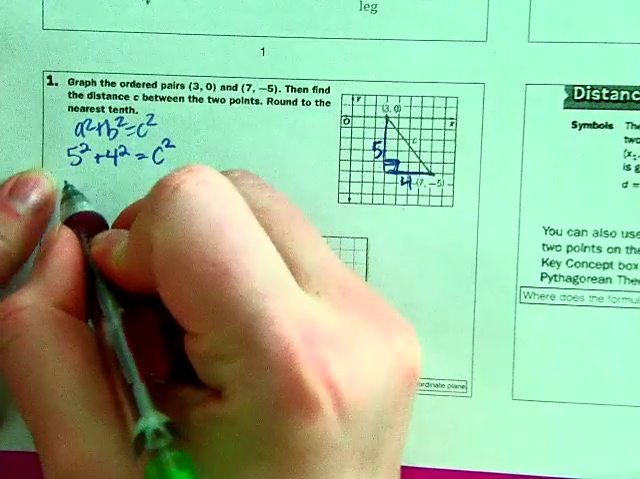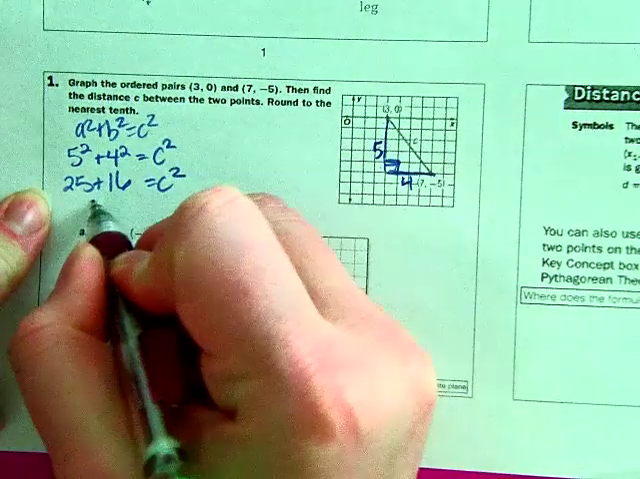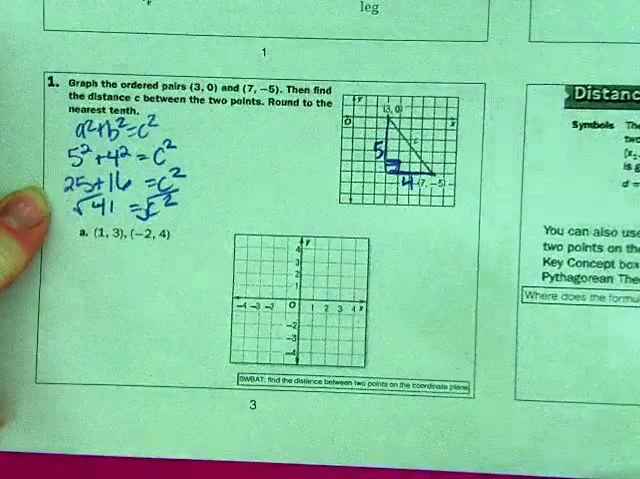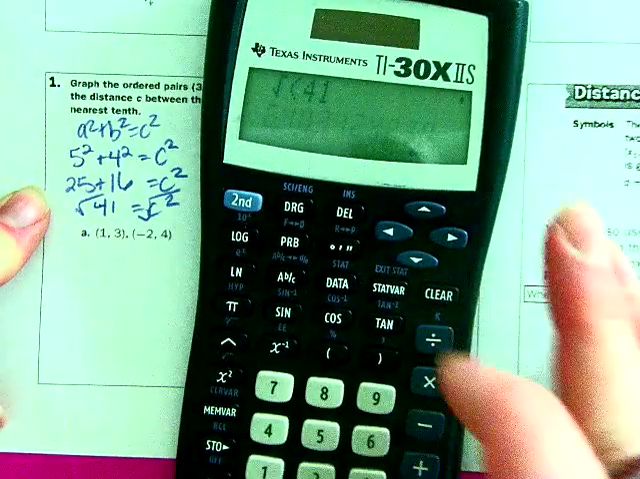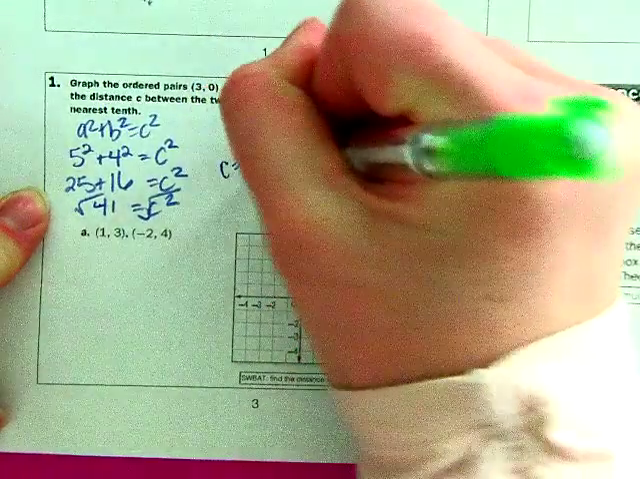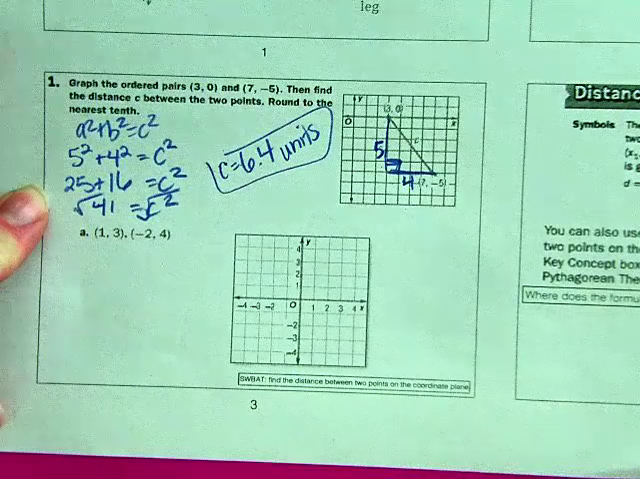Rounding to the nearest tenth, we're going to have to do 25 plus 16. 41 is equal to c squared, and then we have to take the square root to get c by itself. So we get 6.4, rounding to the nearest tenth. Whenever you're finding a distance, I don't want you to label it. If this doesn't have a label, it will be 6.4 units.